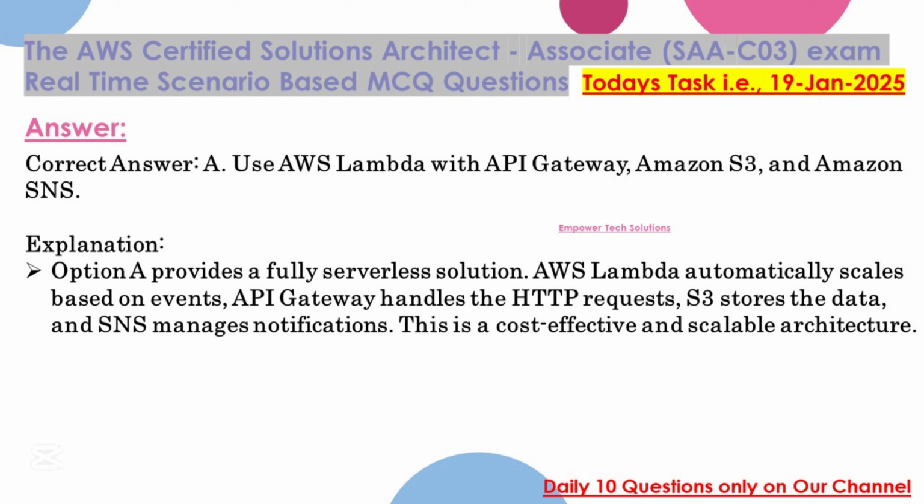Explanation: Option A provides a fully serverless solution. AWS Lambda automatically scales based on events, API Gateway handles the HTTP requests, S3 stores the data, and SNS manages notifications. This is a cost-effective and scalable architecture.